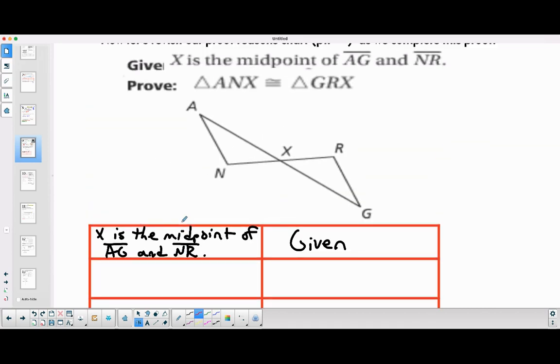So what we know is X is right in the middle of AG. Okay, the first thing that tells me is that AX can be congruent to GX. Those two red pieces. They're saying X is right in the middle of those. Okay, but that's not the only one we're able to get, because it's also the midpoint of NR, which tells me NX has to equal RX.